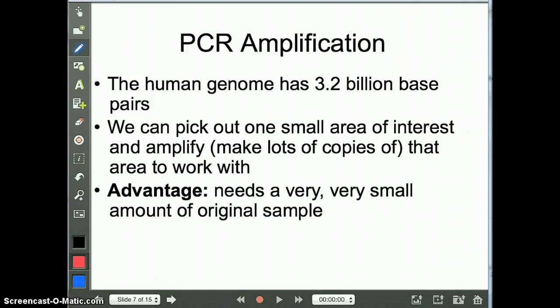Here's our, again, PCR. The human genome has 3.2 billion base pairs, A's to T's, C's to G's. What we want to be able to do is take a small amount of it and amplify it. Amplify it means make many of it through the use of this polymerase. We saw that in DNA and RNA polymerase, making the copies.